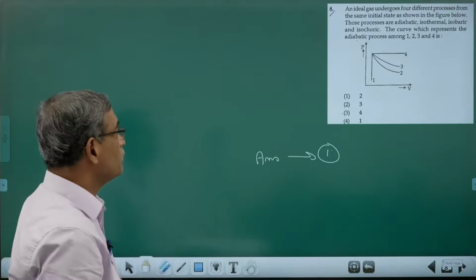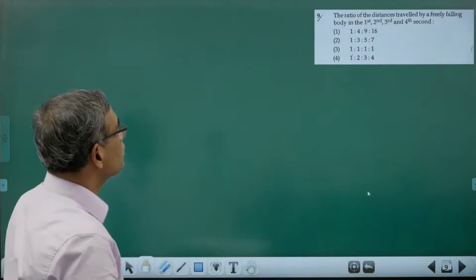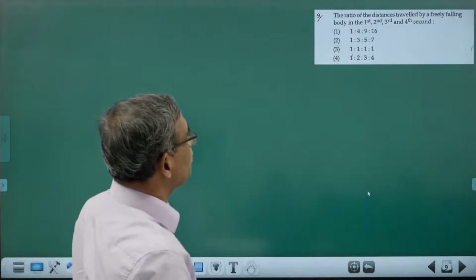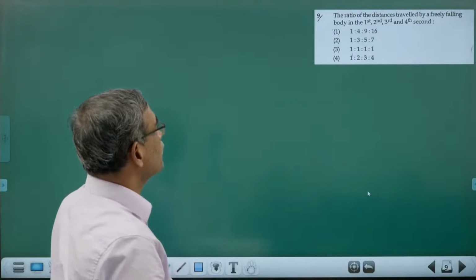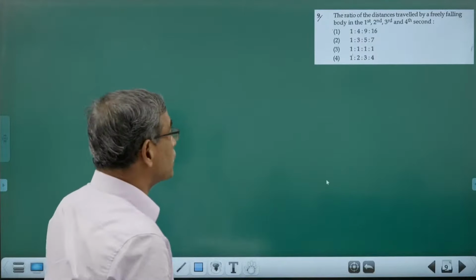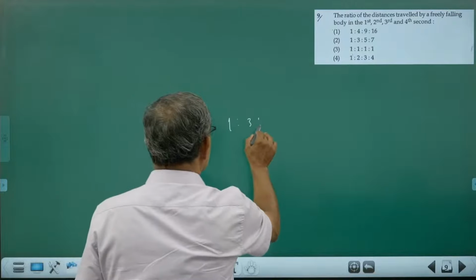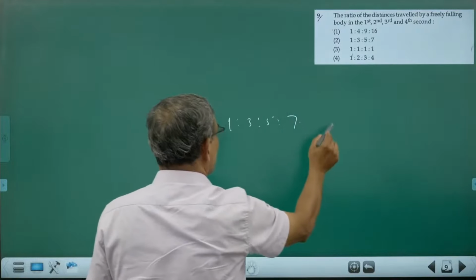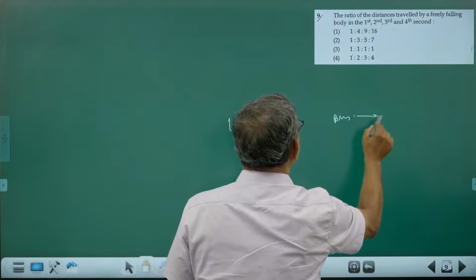Remember. Next question. The ratio of the displacement traveled by a freely falling body in the first, second, third, and fourth seconds. Galileo's law of odd numbers, direct theory: 1 is to 3 is to 5 is to 7. So the answer option is equal to 2.